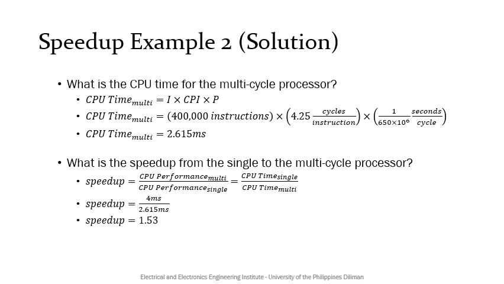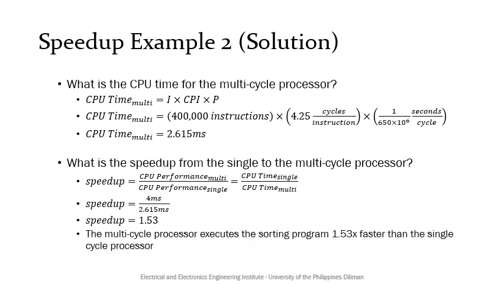The speed up therefore is 1.53, unitless. Thus, we can say that the multi-cycle processor in this example executes the sorting program 1.53 times faster than the single cycle processor.